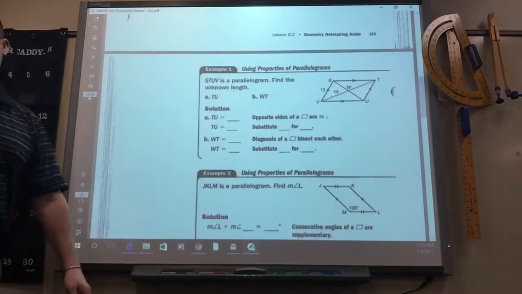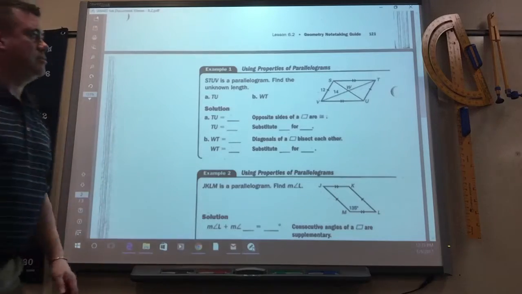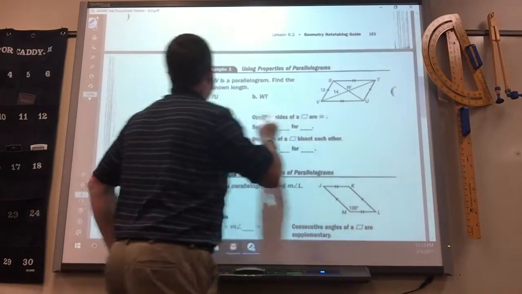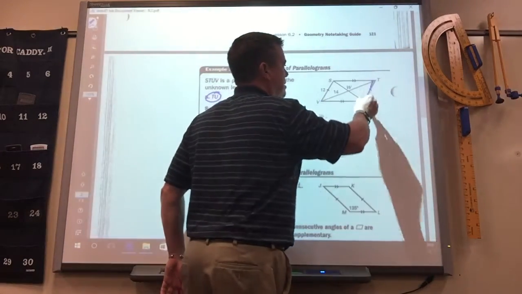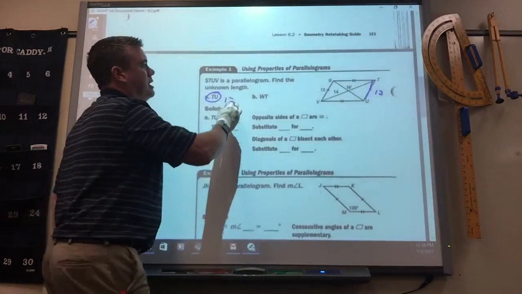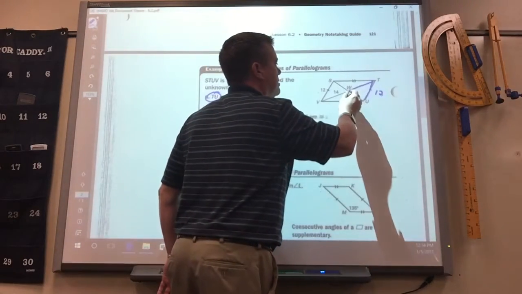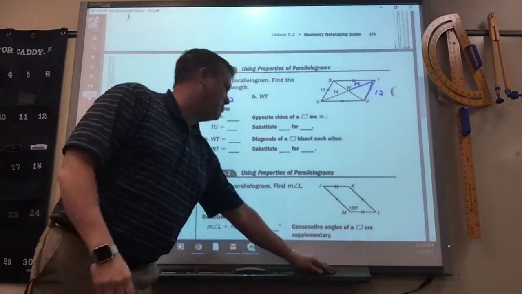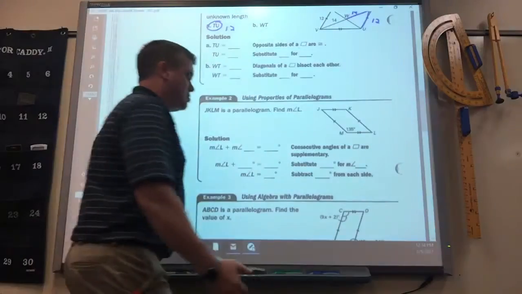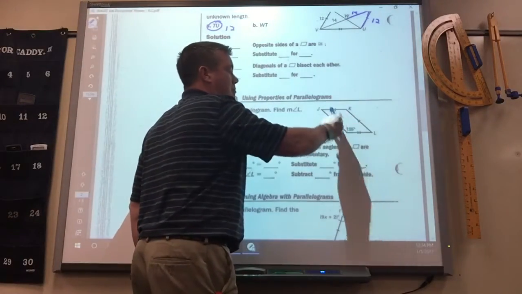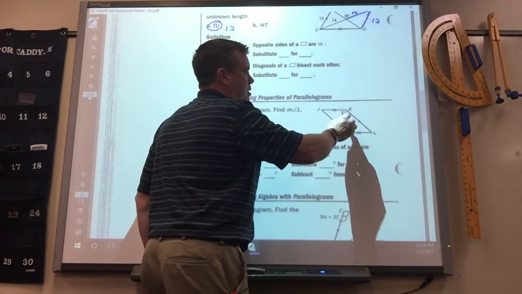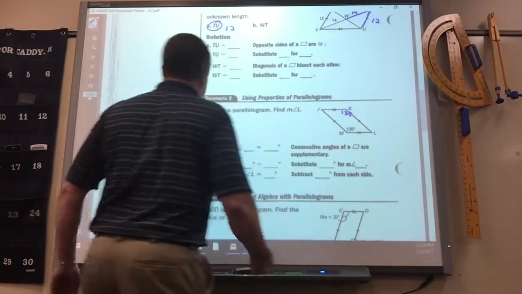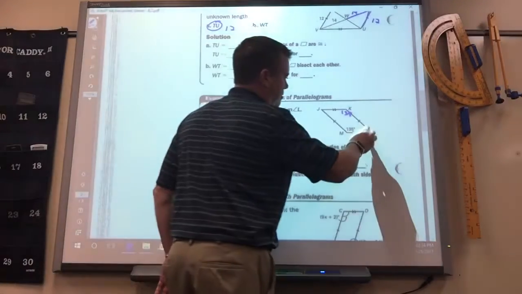So, it's pretty easy stuff again today. It just has all that to do with this. So here they tell us this is 12. So if they ask you what TU is, it's 12. Simple. Here they're asking what WT is. 14. Because the diagonals get bisected. Same thing with the angles like I showed you before. If you know one, you know them all if it's a parallelogram. This would be 135 because they're opposite. And any two angles in a row are supplementary. So that would be 45.